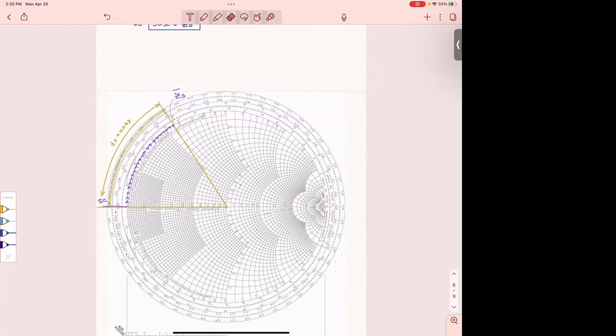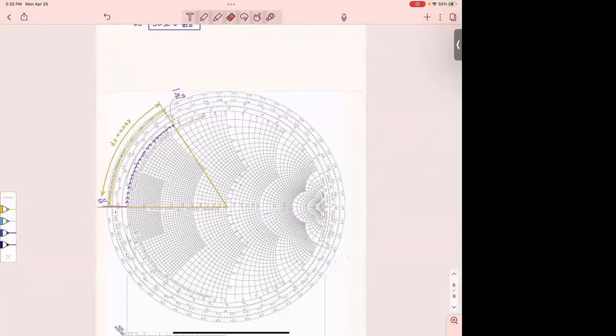So here, what am I doing? I know how much load the stub should present to the line. It is, normalized, J.55, right? So now I'm trying to find it. I'm going here, reading, and 0.55 is like that. That is where I saw this normalized admittance.